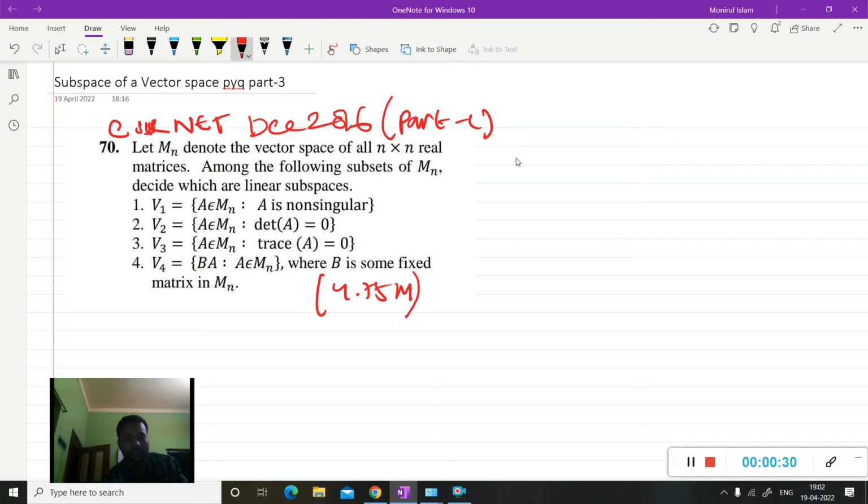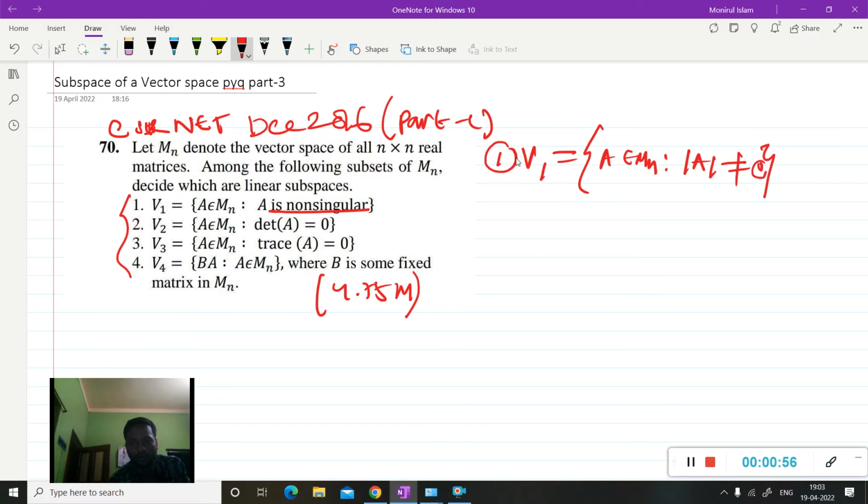The question asks: in the vector space of n cross n matrices, which of the following are subspaces? Among these, which of the following are subspaces? So we go through options 1, 2, 3, 4 one by one. First see V1. V1 is the set of those n cross n matrices which are non-singular. Non-singular means determinant non-zero.